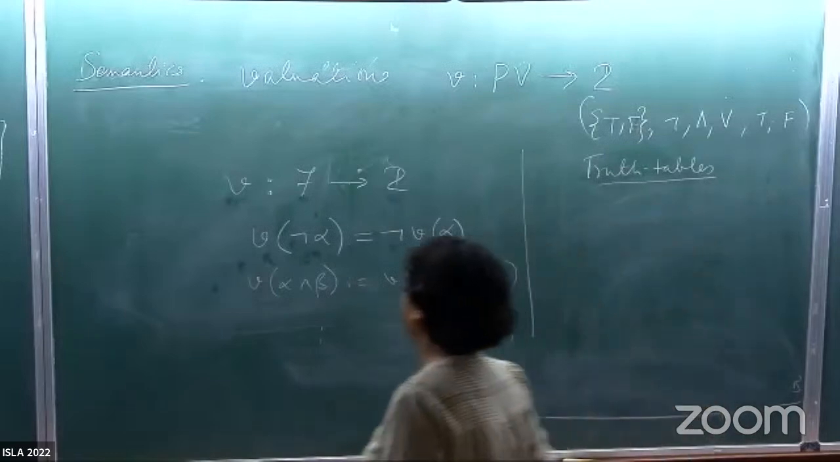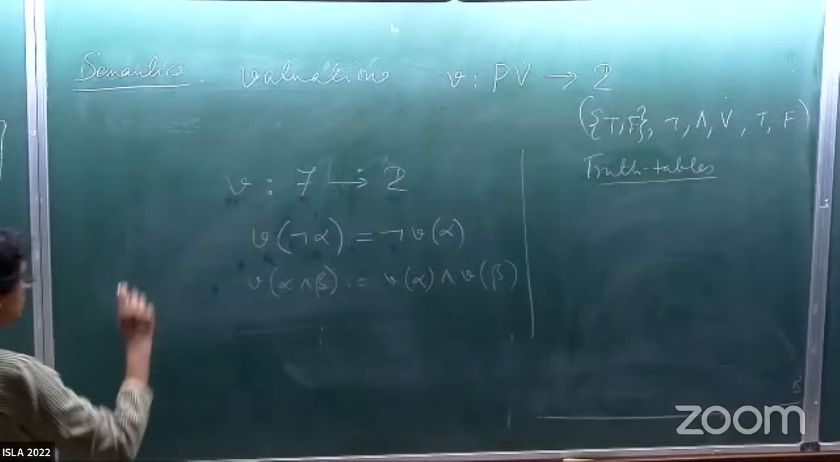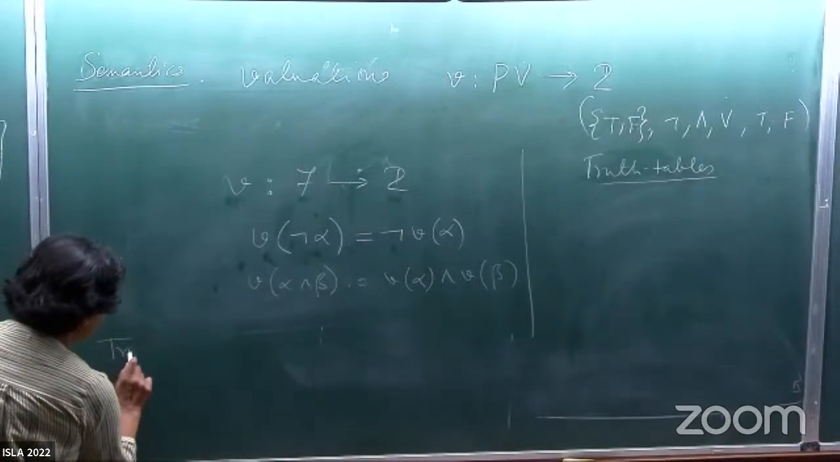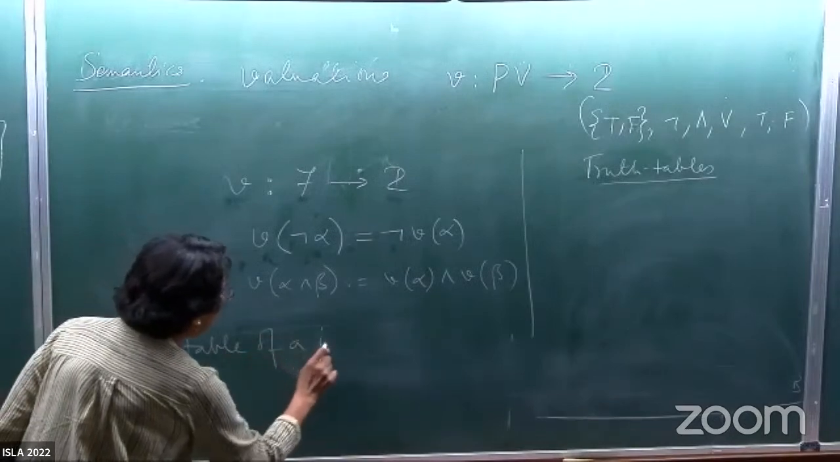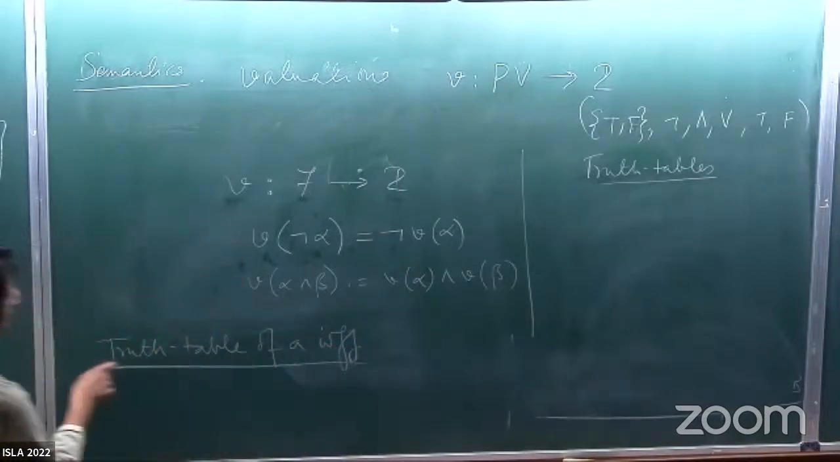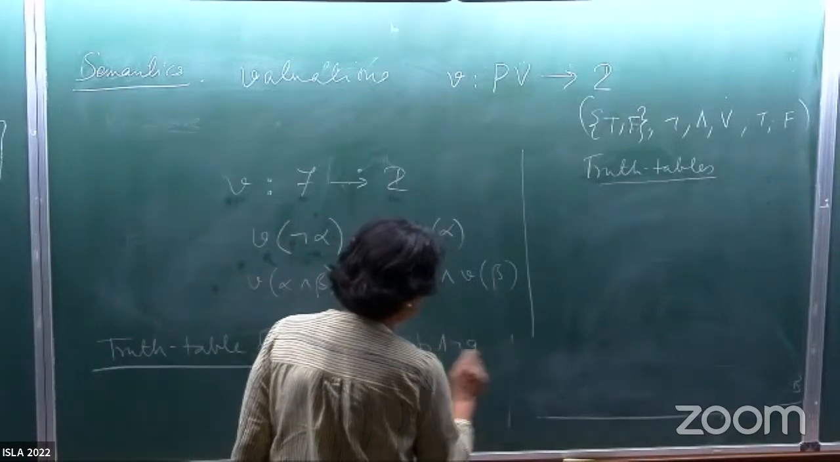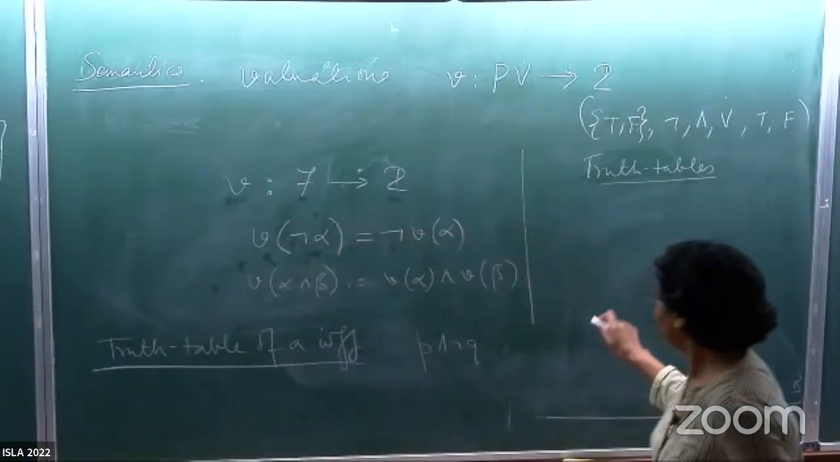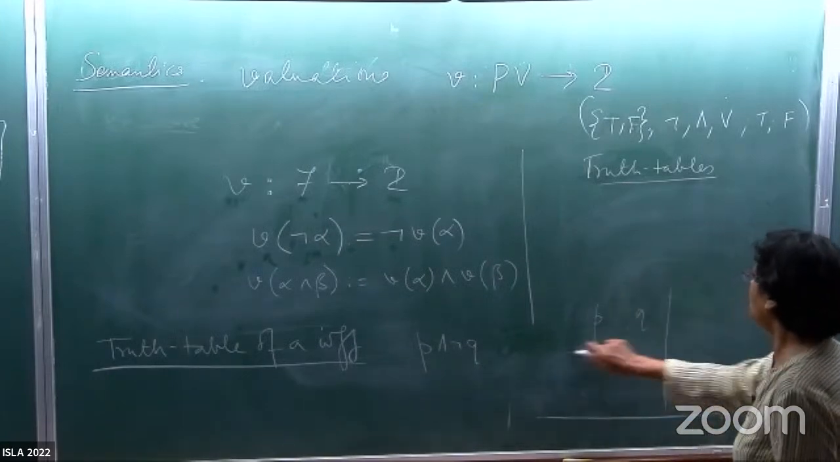And now we are ready, now that we have valuations defined on all formulae and those truth tables, to talk of the truth table of a formula. So for example, if I take, let's say, the formula P and not Q, what would we do? We would just draw this table.